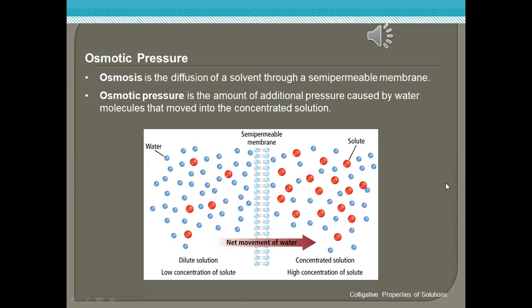Yes, Abdulillah, what's meant by osmotic pressure? Osmotic pressure is the amount of additional pressure caused by water molecules that moved into the concentrated solution.